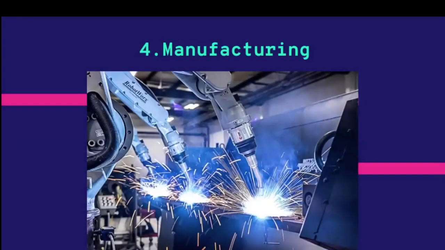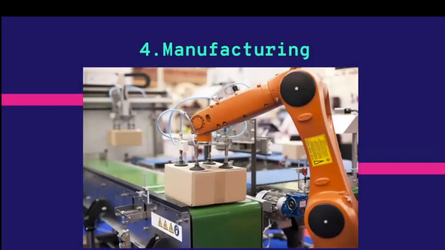And then robots are also used in manufacturing. When it comes to big factories, we use robots to do lots of things. Now, in this case, they have used robots for welding purposes, which is a kind of dangerous task for humans to do. And then we can also use robots in factories where the packing of boxes takes place.